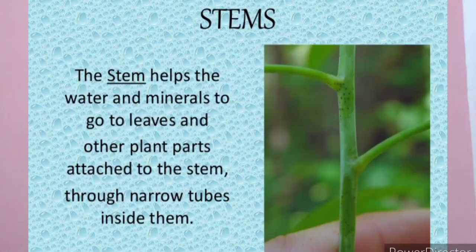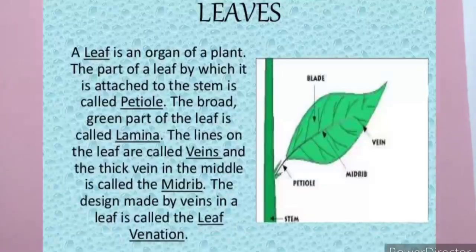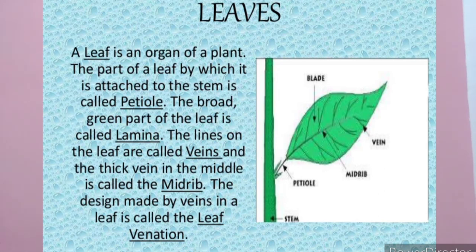Next, the stem. The stem helps the water and minerals to go to the leaves and other plant parts attached to the stem through narrow tubes inside them. Then we have the leaves. A leaf is an organ of a plant. The part of a leaf by which it is attached to the stem is called the petiole. The broad green part of the leaf is called the lamina. The lines on the leaf are called veins. The thick vein in the middle is called the midrib. The design made by the veins in a leaf is called leaf venation.